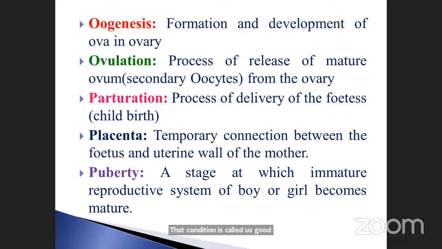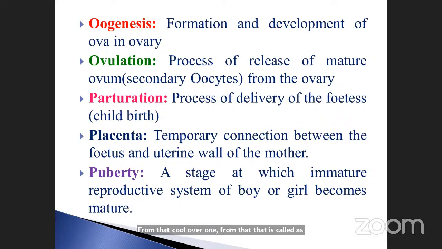Second, ovulation. What is meant by ovulation? The process of release of the mature ovum, the secondary oocyte, from the ovary is called ovulation. The ovum released from the ovary, that is called ovulation.